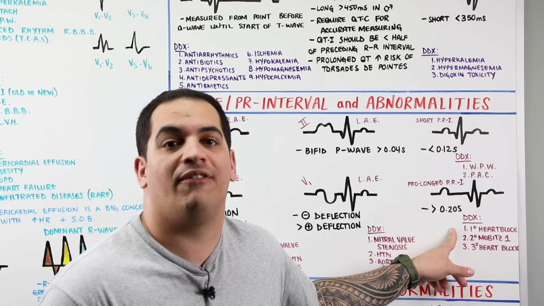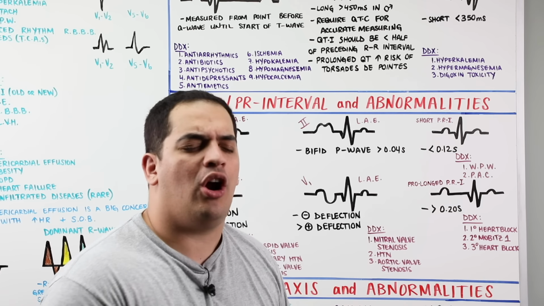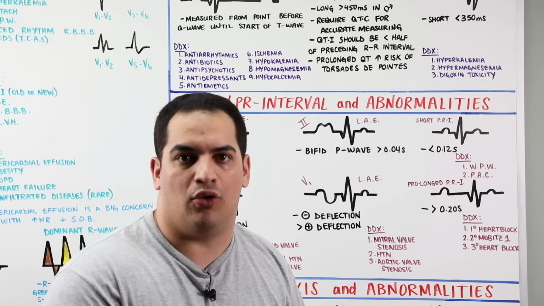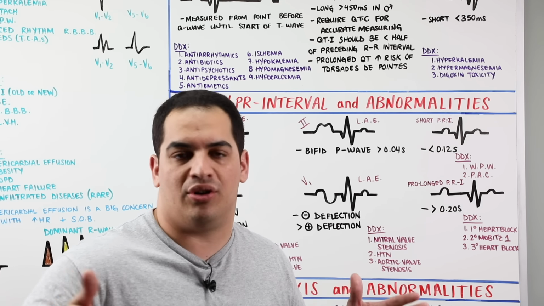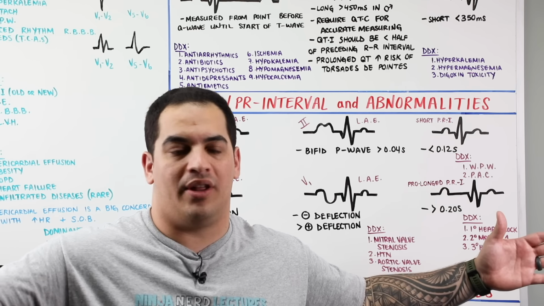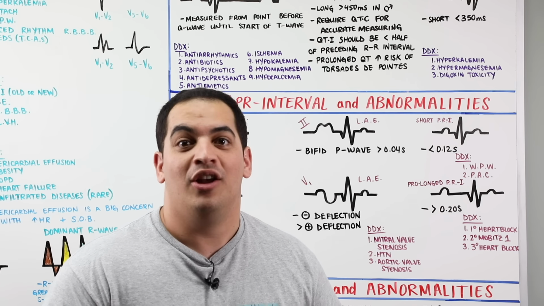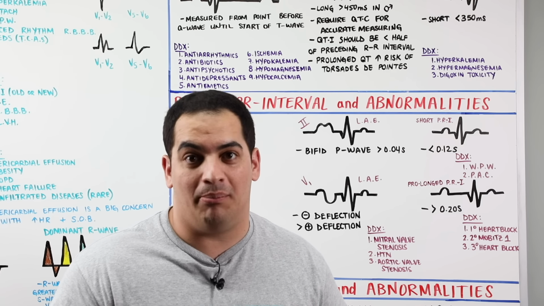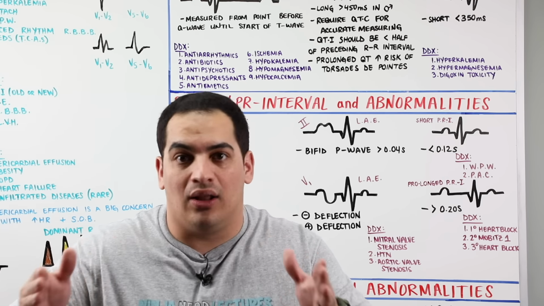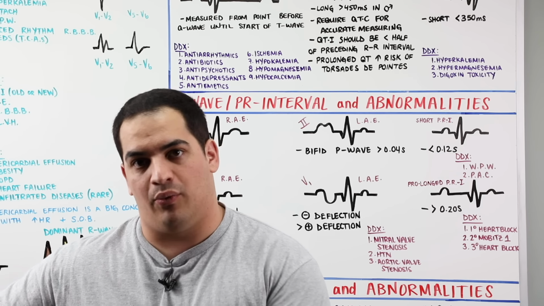First off is a first degree heart block. First degree heart blocks have a prolonged PR interval, but it's the same prolonged PR interval throughout the entire length of the rhythm strip. If it's a second degree heart block, it has to be Mobitz 1, because those also have a prolonged PR interval that gets longer and longer and longer down that rhythm strip.